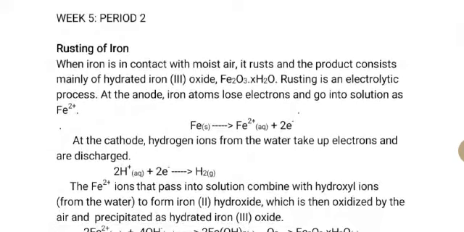At the anode, iron atoms lose electrons and go into solution as iron 2 plus. Fe gives Fe2+ plus 2 electrons. At the cathode, hydrogen ions from the water take up electrons and are discharged. 2H+ plus 2 electrons gives hydrogen gas.